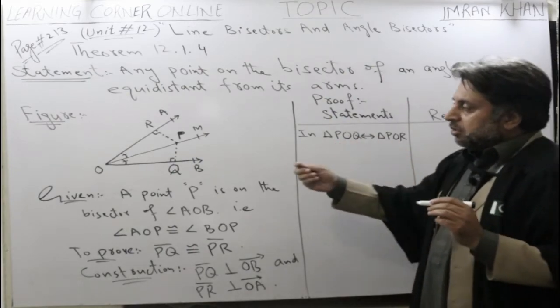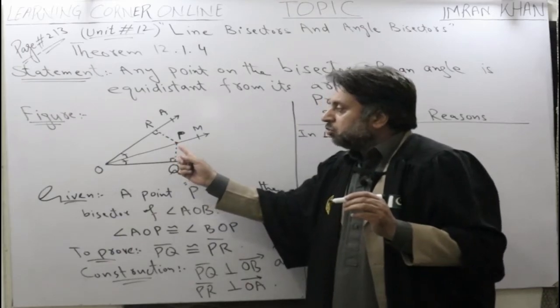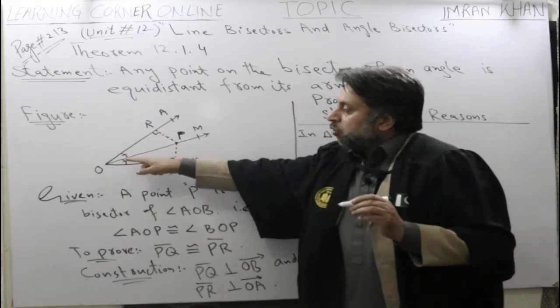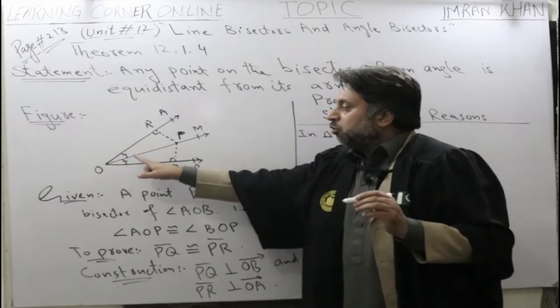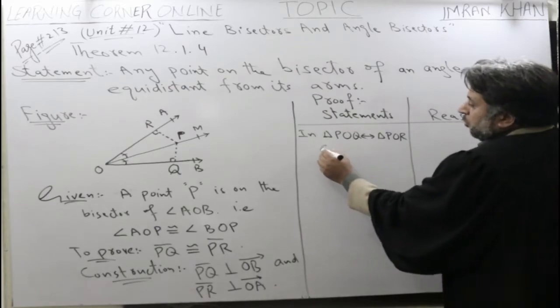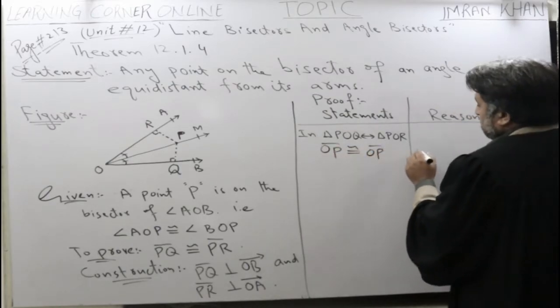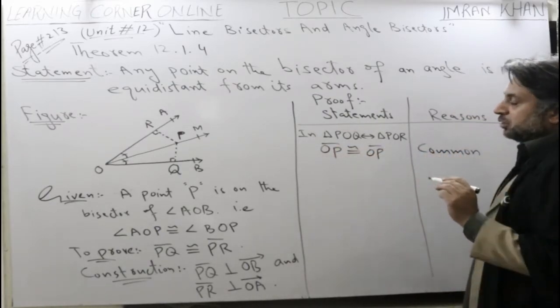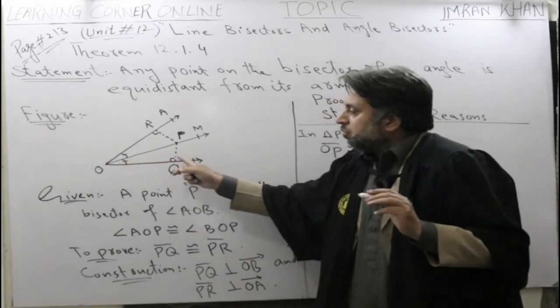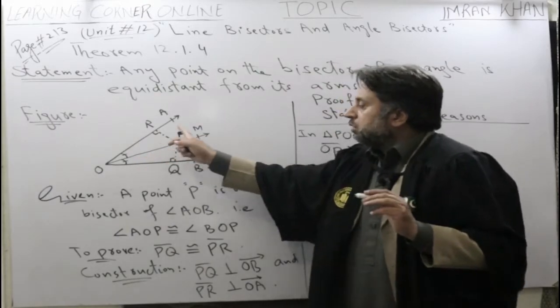The first one is, look, OP is congruent to OP because OP lies in both the triangles. OP is the side of this triangle and OP is also the side of this triangle. That's why OP is congruent to OP. The reason is common. Now, angle POQ is congruent to POR.